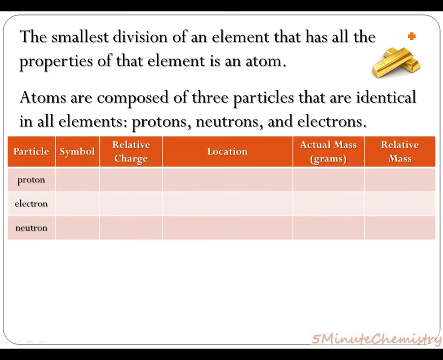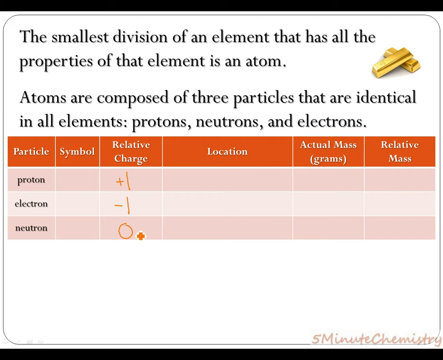So what we're going to do is first talk about the proton. Now the proton, we've determined, has a positive charge of plus 1. Okay, so protons have a positive charge. Electrons have a negative charge, so the relative charge there is negative 1. So for every proton, you have an opposite charge of an electron. A neutron has a neutral or a 0 electrical charge.